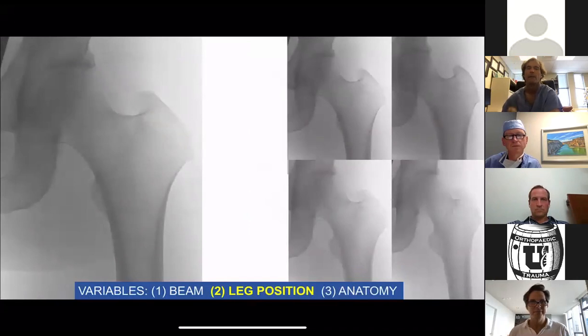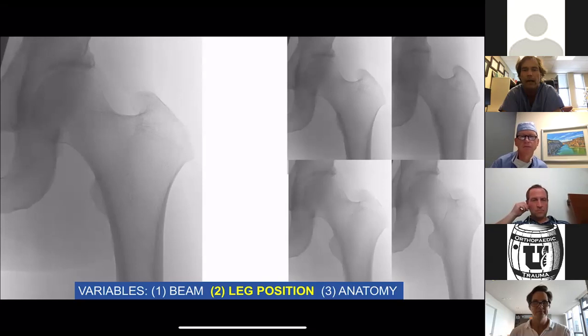Okay. So remember I told you that they're variables. The position of the beam is a variable, the leg position is a variable, and anatomy is a variable. So just for a second, I want to talk about femurs that are not broken. And so we're going to say we've standardized the beam position to perpendicular to the table, and the table is parallel to the floor.